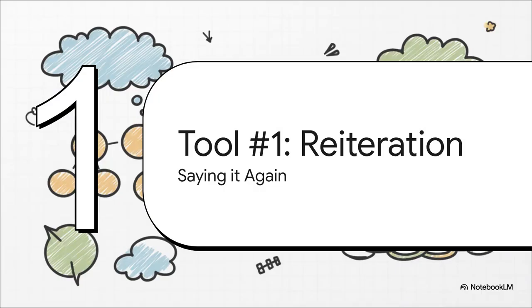All right, first up in our toolkit, reiteration. It sounds a bit academic, I know, but the idea is super simple. It's just about repeating a word or an idea. But, and this is the key, it's often done in some pretty clever and varied ways. This is one of the most common cohesive links you're going to find.